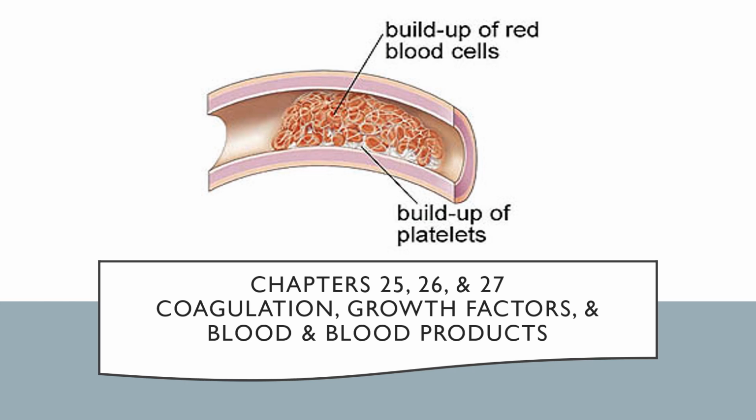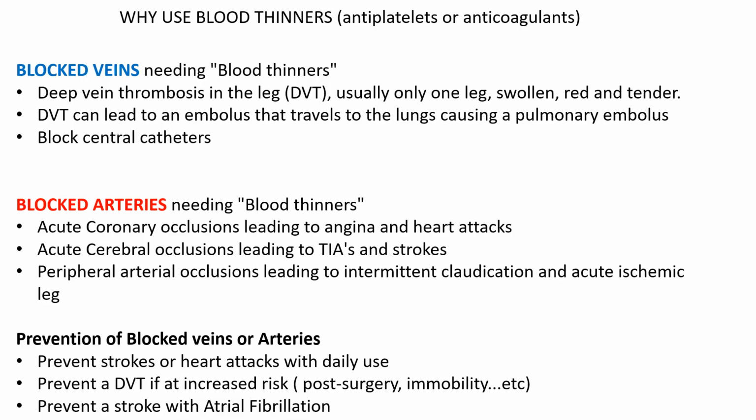Okay, and we'll go through all of these slowly, and then we'll follow that with some growth factors for the bone marrow, drugs that we can use that can stimulate the bone marrow, followed by blood products. So why do we use blood thinners that inhibit a very important system in our body, the ability to form a clot so that we can stop bleeding?